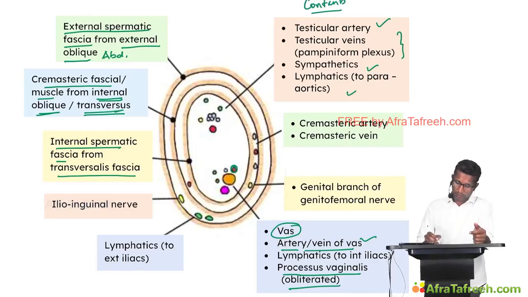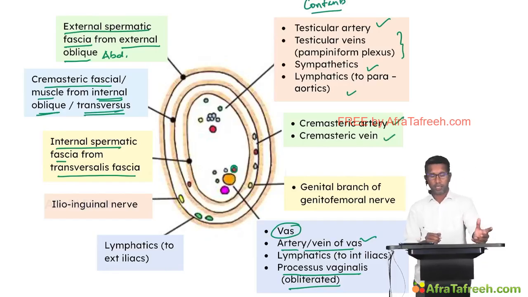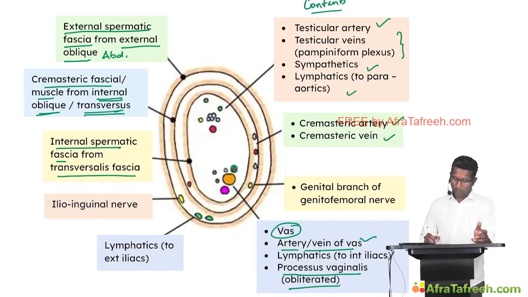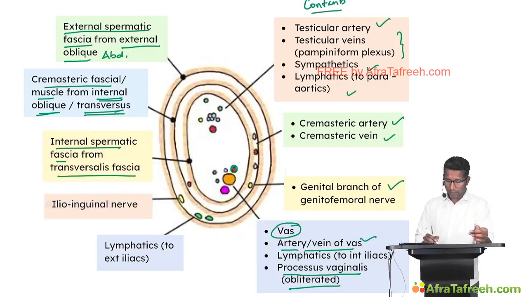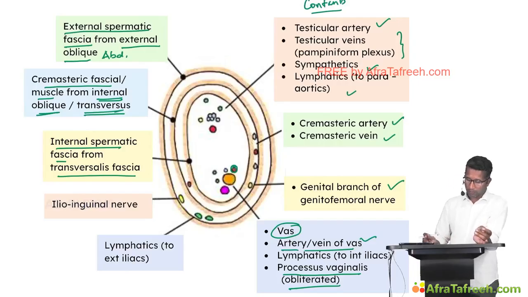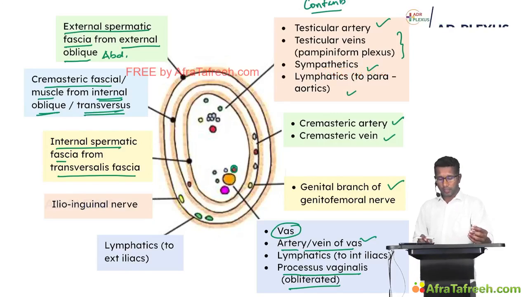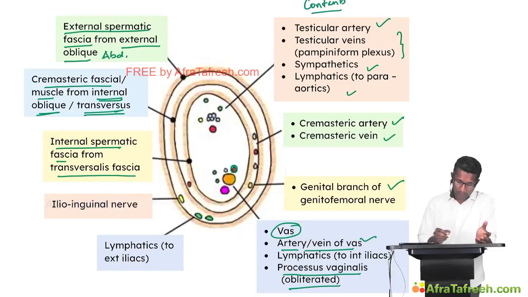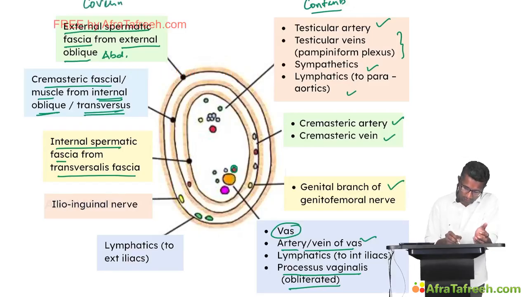Along with this, you will also have the cremasteric artery and cremasteric vein. The cremasteric artery supplies the cremasteric muscle. You also have the genital branch of the genitofemoral nerve, which supplies the cremasteric muscle. So this is about the spermatic cord: on one side you have seen the coverings of the spermatic cord, and on the other side the contents of the spermatic cord.